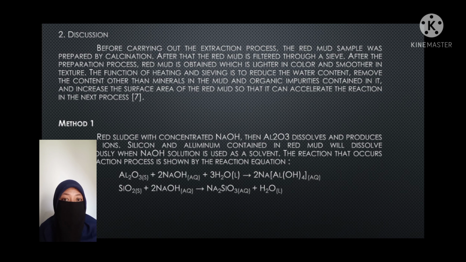Okay, for method 1, red mud is dissolved with concentrated NaOH and Al2O3 dissolves and produces aluminate ions. Silicon and aluminum contained in the red mud will dissolve simultaneously when NaOH solution is used as a solvent. The reaction that occurs in the extraction process is shown by the reaction equation.